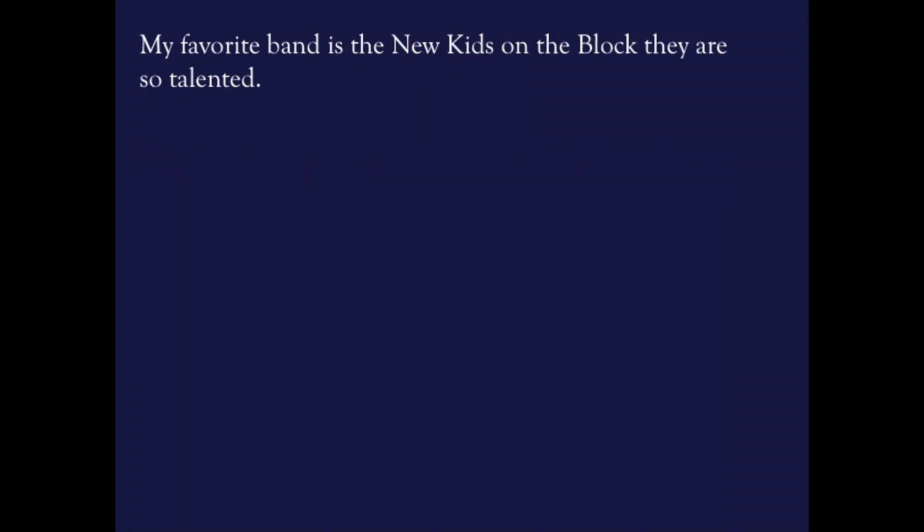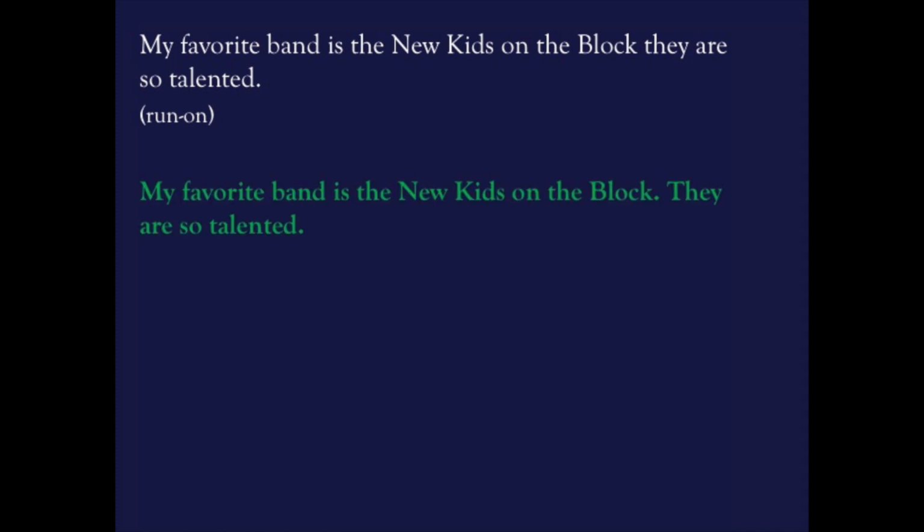Let's look at two more. Here we have, my favorite band is the New Kids on the Block. They are so talented. So we have the verbs is and are, and we have the subjects band and they. My favorite band is, they are. We have two subjects, two verbs, but we don't have any conjunctions joining them together. So this is an example of a run-on, or if you said comma splice, I would give you credit. Just know that we have two separate sentences here. My favorite band is the New Kids on the Block, period. They are so talented.